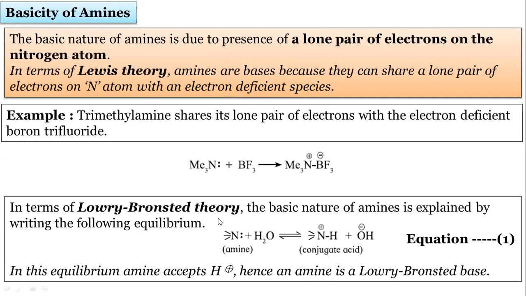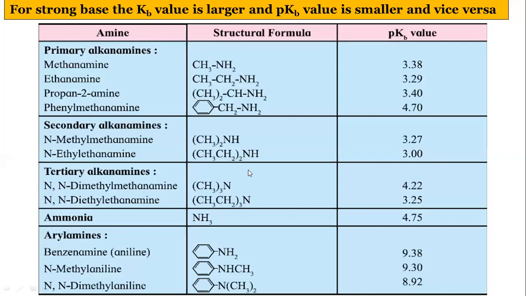So if the question is asked in the board exam, why amines are basic in nature, we can write any one answer of this. According to the Lewis theory, it is best, or according to the Lowry-Bronsted theory, it is best, or you can write both the answers also. So this basicity, like acidity, for the strong base, Kb value is larger and pKb value is very small.